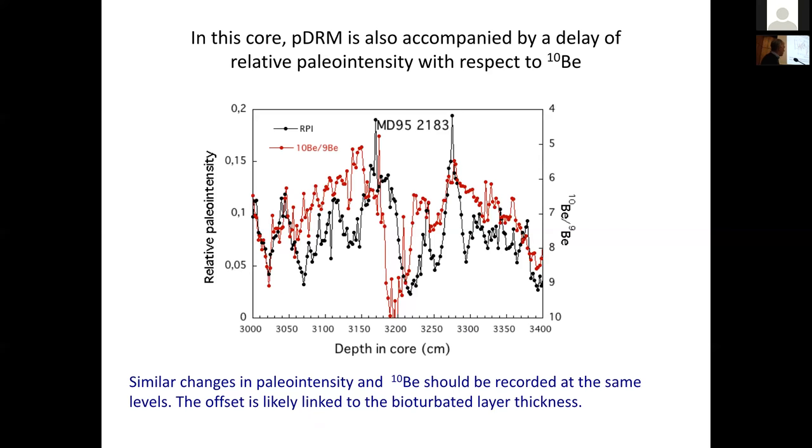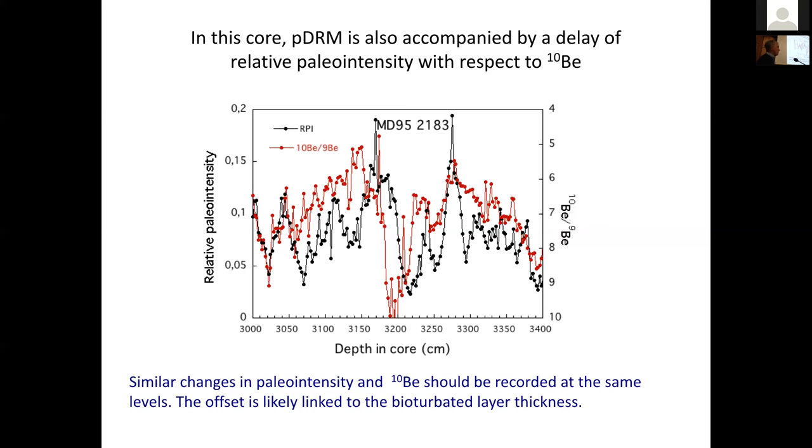Once the beryllium 10 has been produced in the upper atmosphere, it is incorporated within aerosols and precipitated into the sediment, either via wet or dry precipitation. It then goes into the water column and finally into the sediment. So because of this long time, we have to take into account the fact that the beryllium 10 can be incorporated within the sediment in different ways.